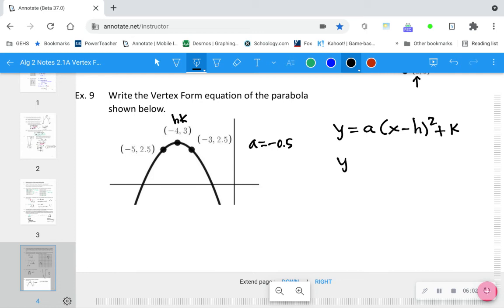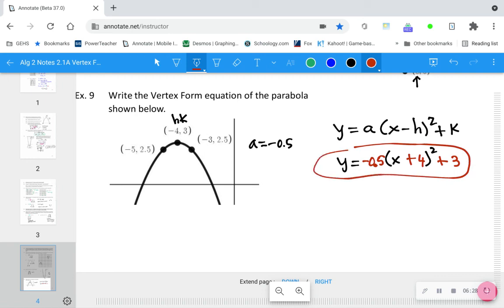Okay, so now I'm going to put the template, and this also should probably be memorized. And we're just going to plug numbers into this template here. The A is -0.5. Since the H is -4, I'm going to take its opposite. And the K is 3. You don't change that one. And this is the formula for that parabola.